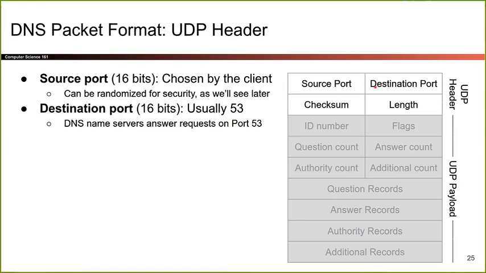But the destination is kind of like the public building. We need a secure or a constant room number here. And the destination port is usually always port 53. So the DNS name servers are always set up so that they answer requests on port 53.